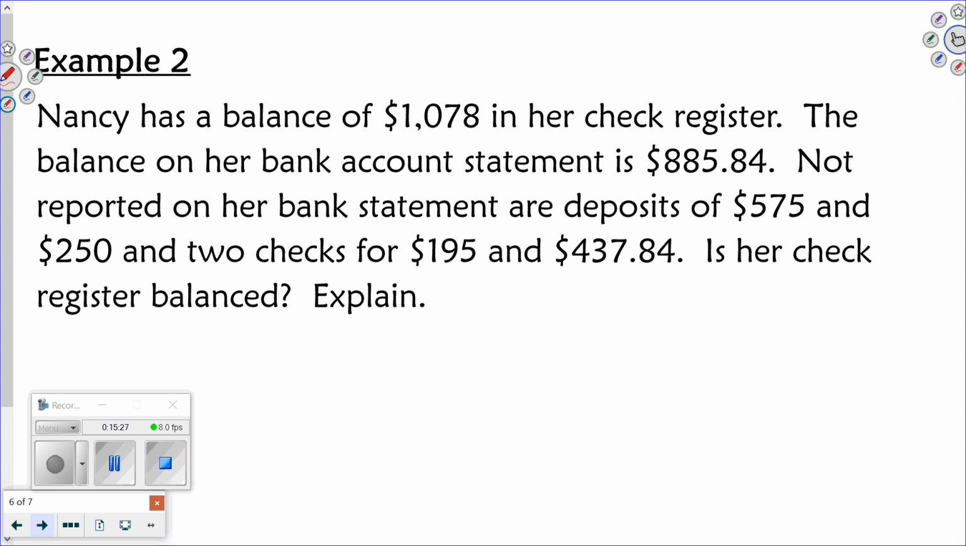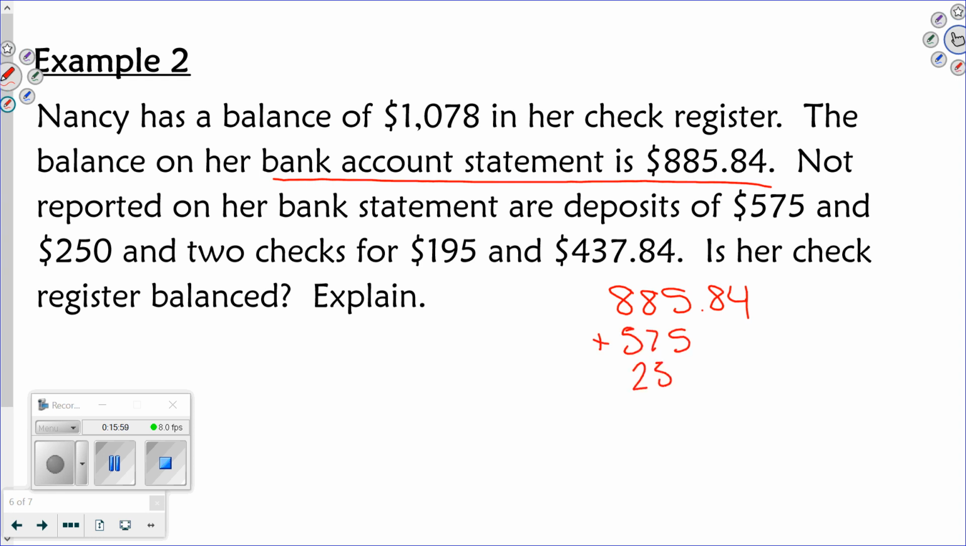So if we're not sure, let's go through the same process as we did the last one. We don't have to do all the check mark stuff. So what was her ending balance on the bank account? Yeah, we always start with the bank statement. $885.84, starting with the ending balance of the bank statement. All right, so then it says we have deposits of $575 and $250. What should I do with those? Add them in. So we're going to add the $575 and $250.